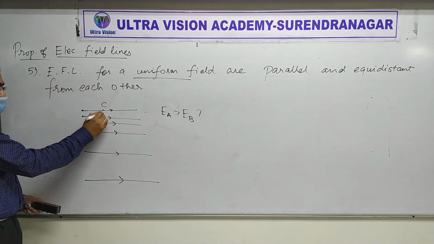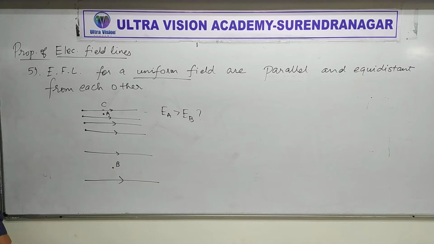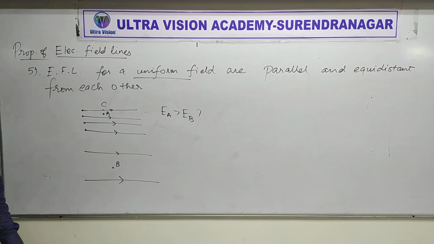If I take one point here, A, and one point here, B, at which point are field lines close to each other? A. And at B they are far. So which magnitude is more? A. Is this called uniform? So to make it uniform, we have to put them equally close everywhere. Yes or no? Yes.